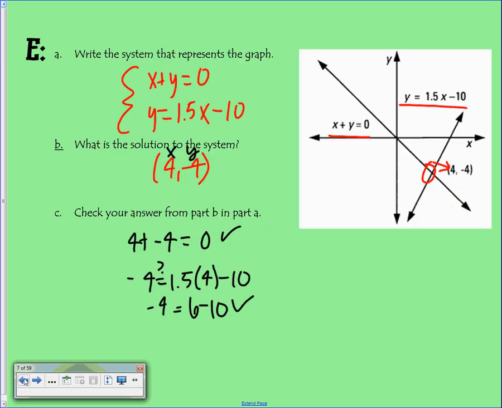And that is all we have for graphing systems of equations. We're going to start looking at other methods later, but for now, that's just kind of the basics of systems of equations. So go ahead, start your homework, and then bring questions to class tomorrow.